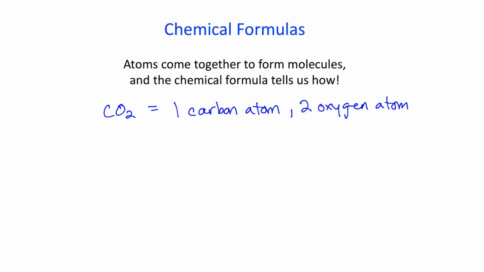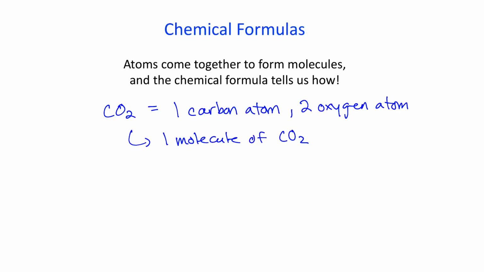Now this is what we would call one molecule of CO2. We can have a bunch of CO2 molecules floating around in the atmosphere, and in fact we do have a lot of CO2 molecules floating around in the air. But each one of those molecules is comprised of one carbon atom and two oxygen atoms. So anytime you want to know what your molecule is made up of in terms of atoms, you just want to look at the chemical formula.